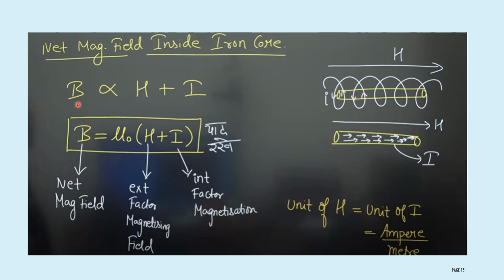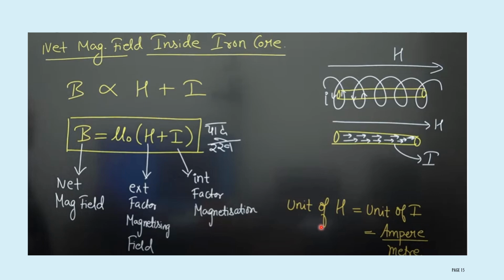Therefore, net magnetic field B is directly proportional to magnetizing field H plus magnetization I. If you remove this proportionality, in place of it mu naught will come. Then B will be equal to mu naught into H plus I. Here B is net magnetic field. Mu naught is the proportionality constant. H is the external factor, magnetizing field. I is the internal factor, magnetization. This one you have to remember.